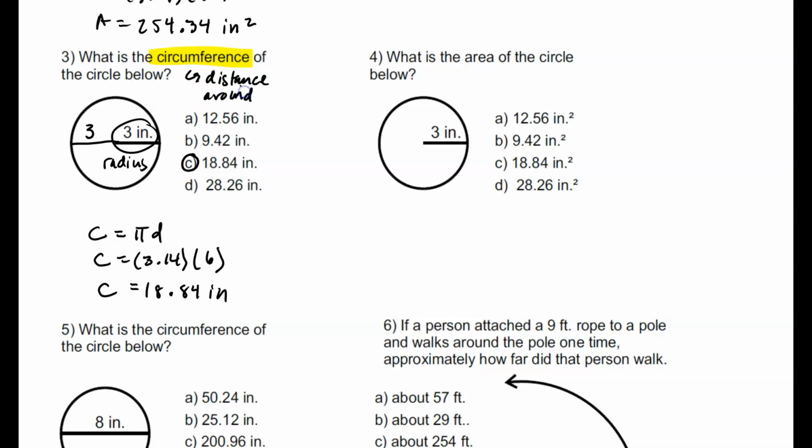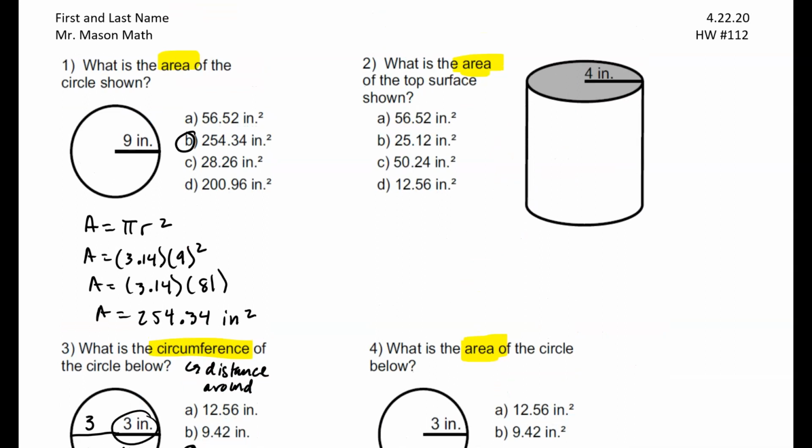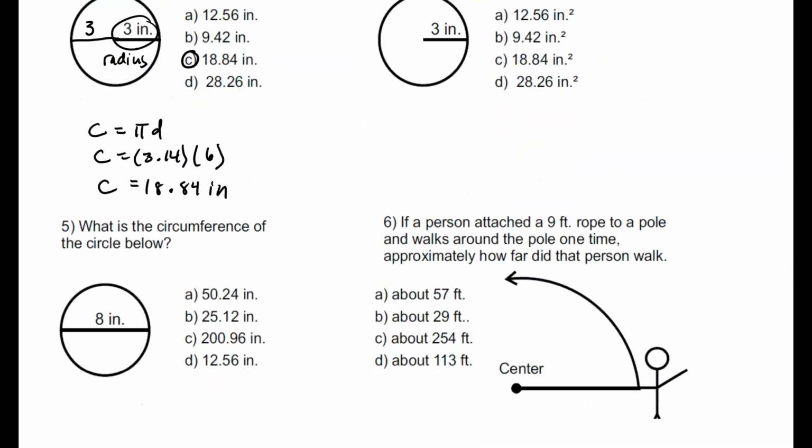We should no longer get those incorrect. Area, units squared. Circumference and perimeter, regular units, okay? Number 4, I'm going to have you do on your own. It is area. So if you need to know how to do number 4, take a look back at number 1 or number 2, because those problems are exactly like number 4.